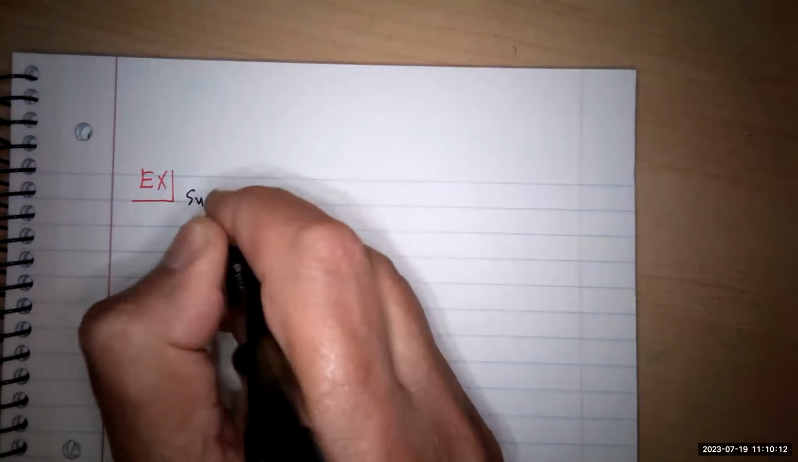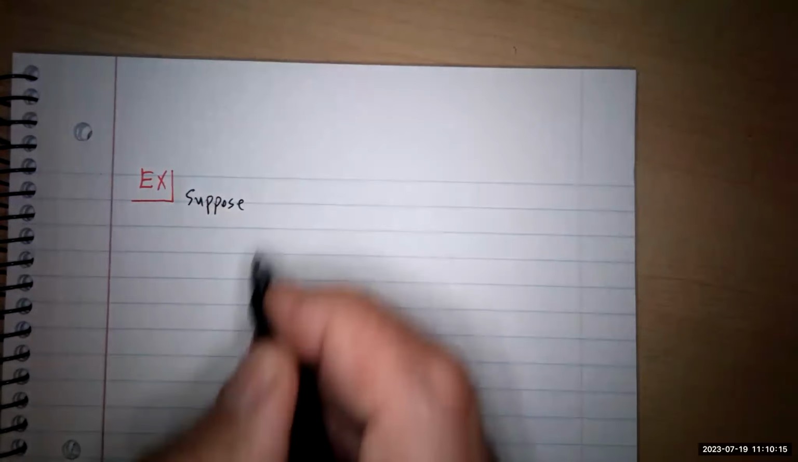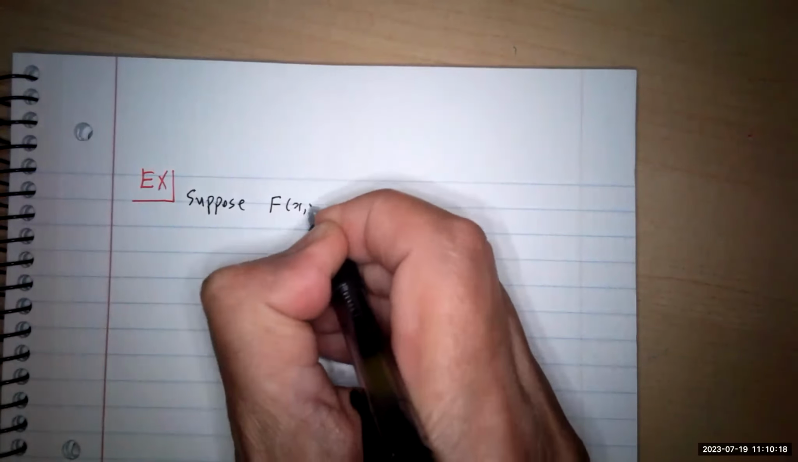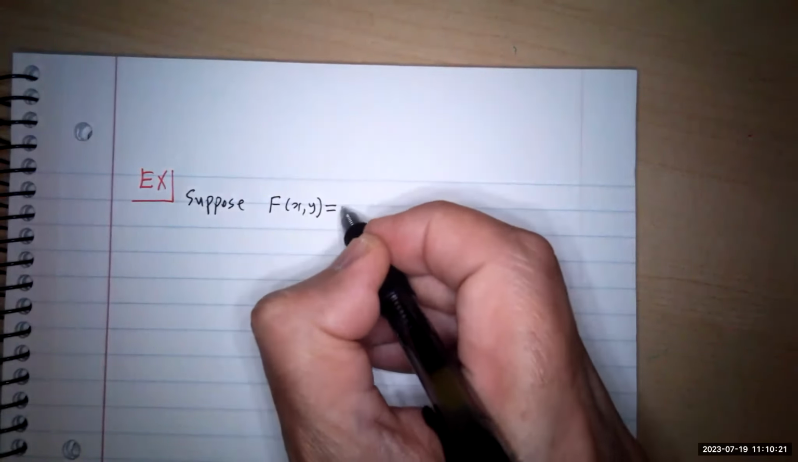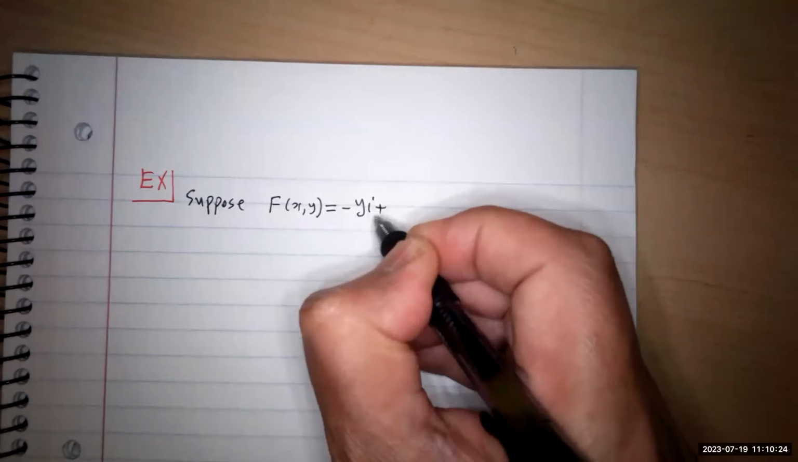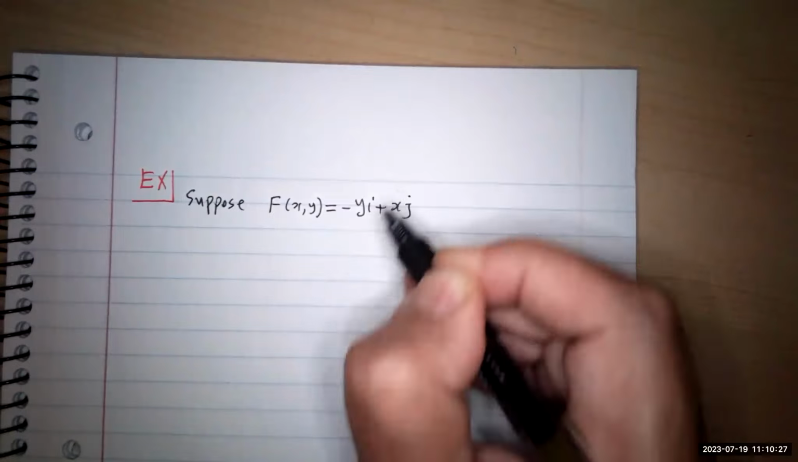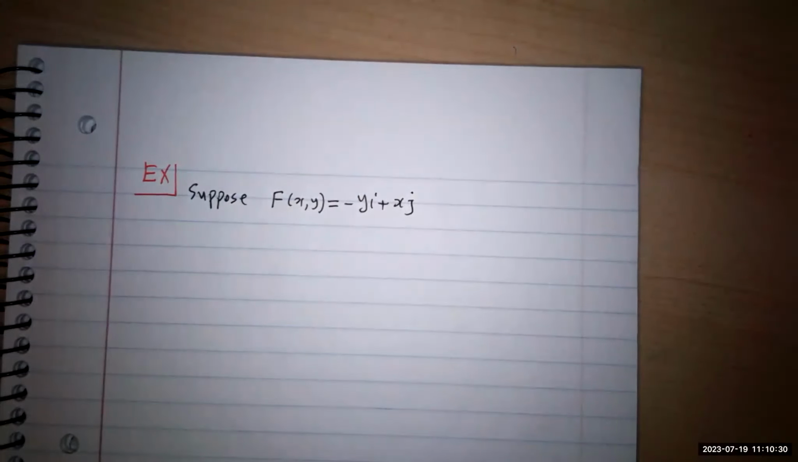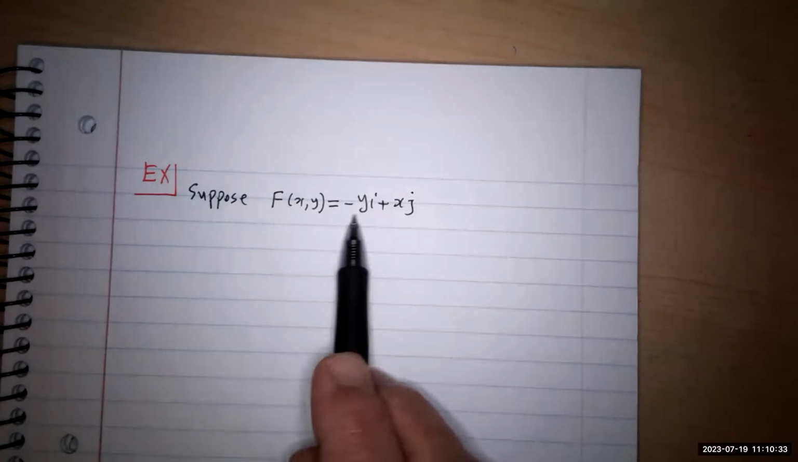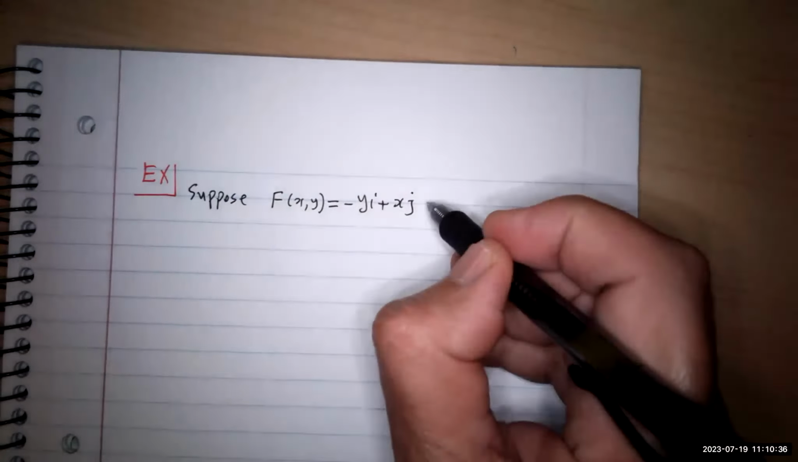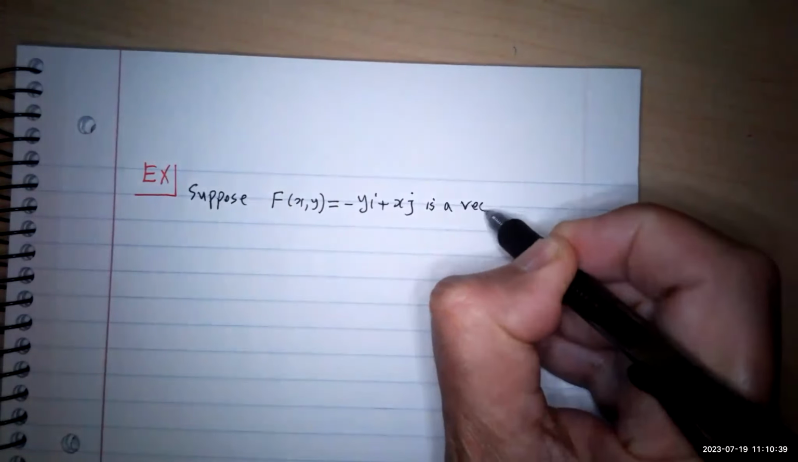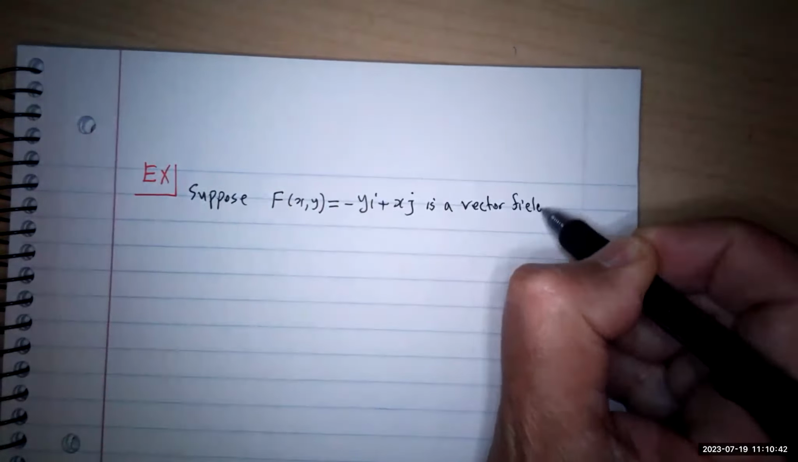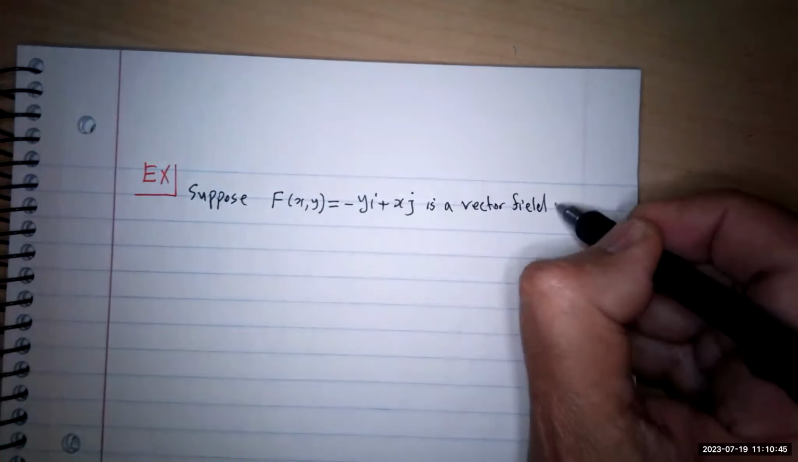So the example is, you get a couple of these in your assignment. You better do one of them. I do it in two dimensions with two variables. Suppose you are given f of x, y equal to negative y i plus x j. You see, this is a vector field. It's a vector field because you have two variables here and the range is a vector. So it is a vector field, of course a vector field in R2.